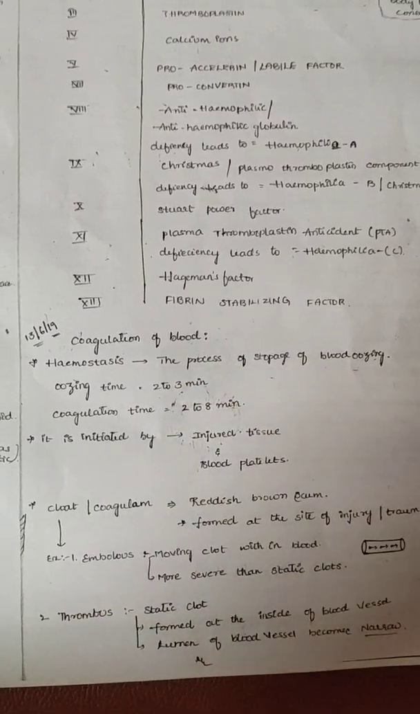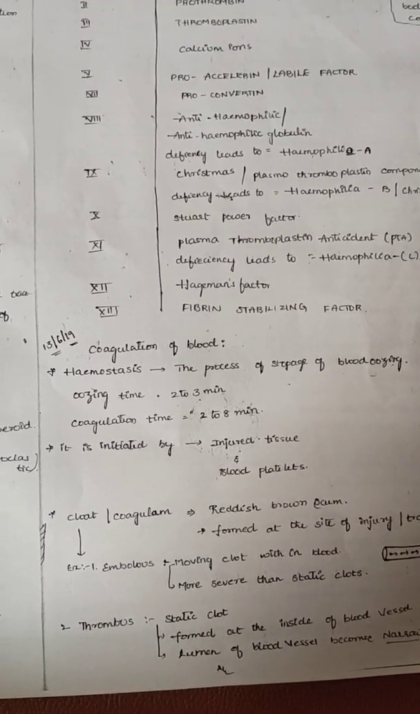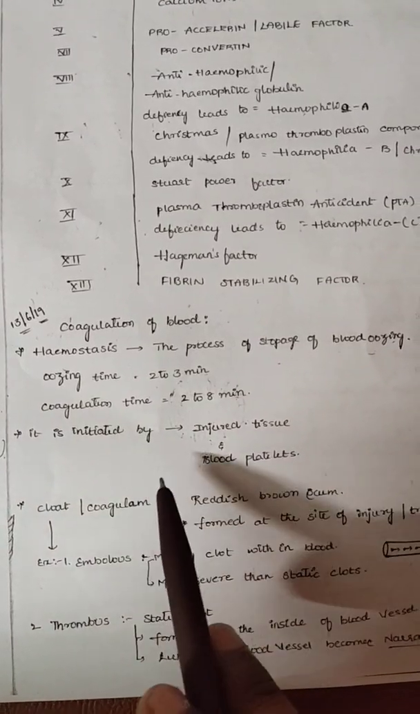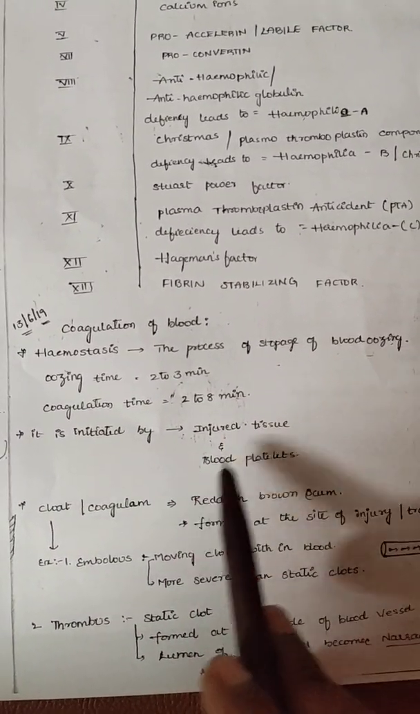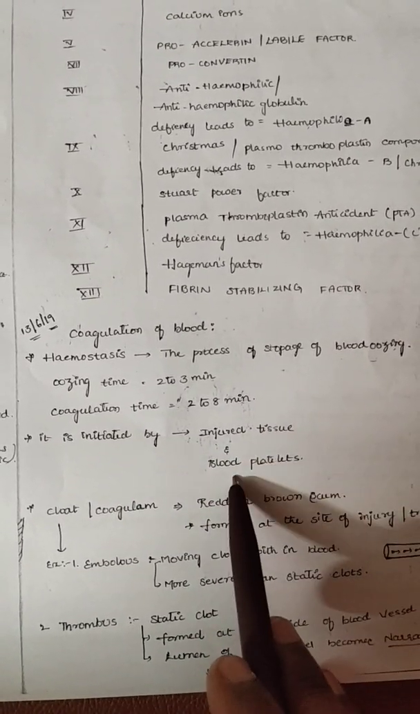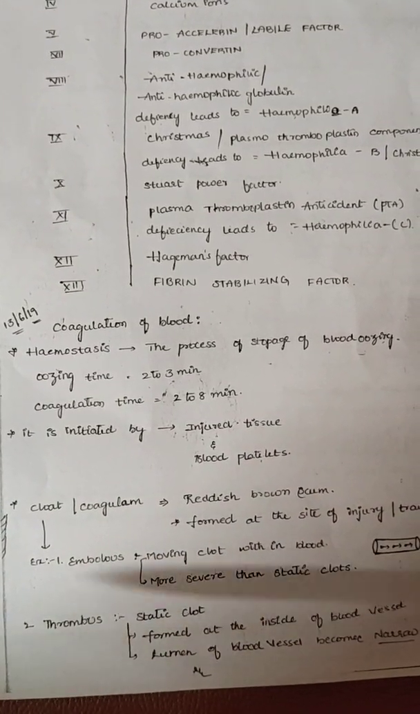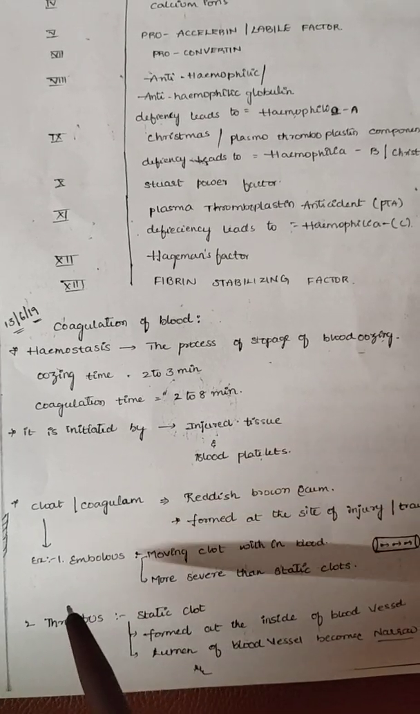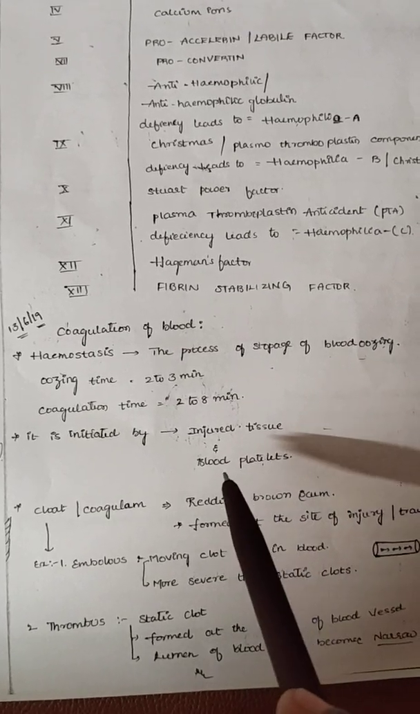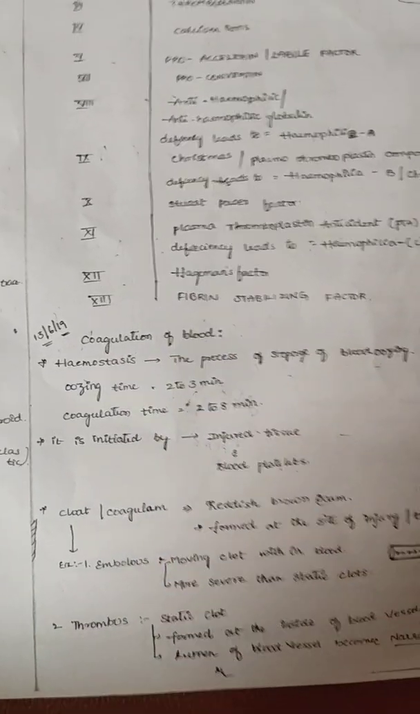2 to 3 minutes is the oozing time, and the coagulation time, the total time the blood takes to coagulate, is 2 to 8 minutes. It is initiated by injured tissue and blood platelets. The blood corpuscles are RBC, WBC and blood platelets. Where the tissue is injured, and also by the presence of blood platelets, coagulation of blood takes place.